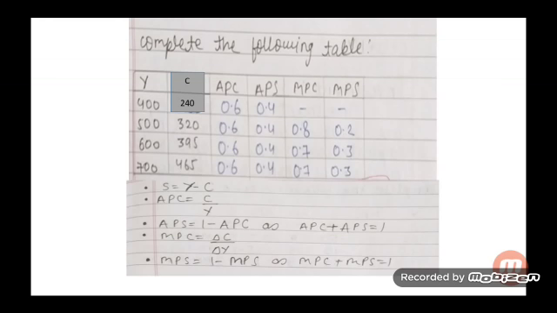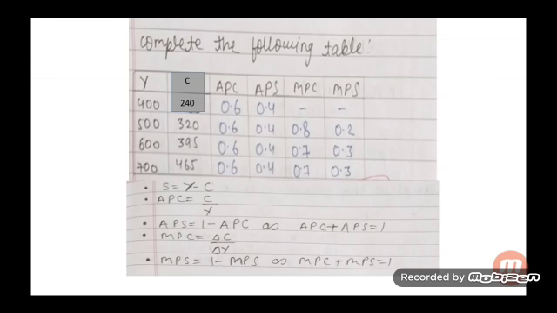This is the next question. Calculate the following table. They had given the income and consumption, and they asked you to calculate APC, APS, MPC and MPS. We have to calculate the four things here. First, I had calculated average propensity to consume, that is consumption upon income. 240 divided by 400, it is 0.6. 320 divided by 500, again 0.6. 395 divided by 600, it is again 0.6. 465 divided by 700, it is again 0.6.